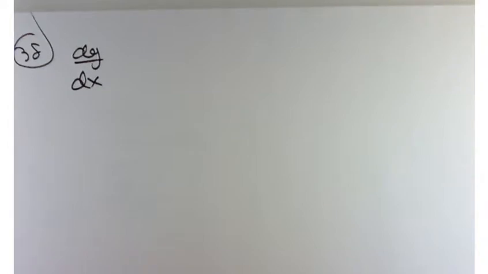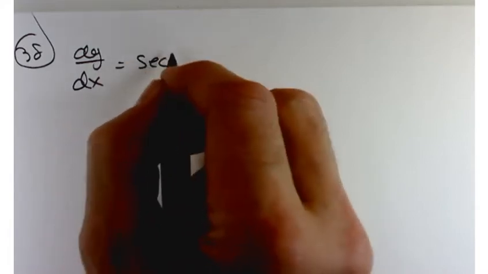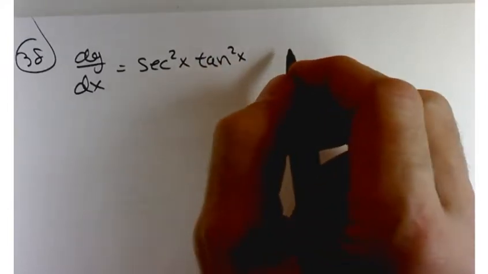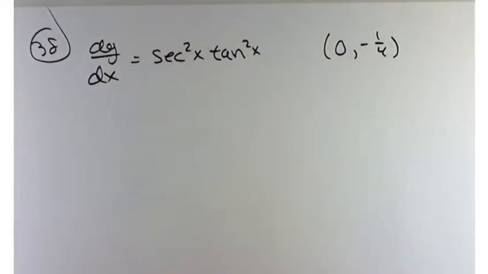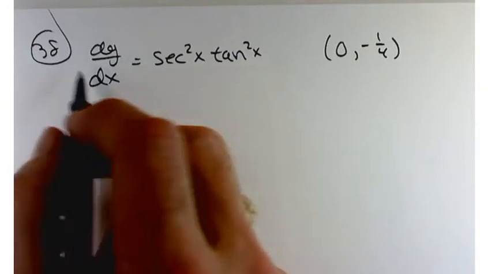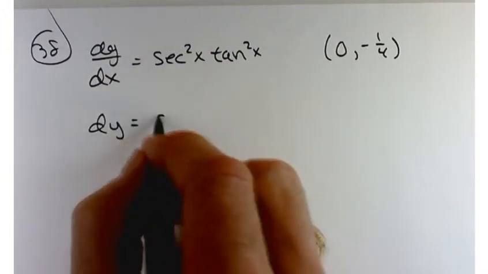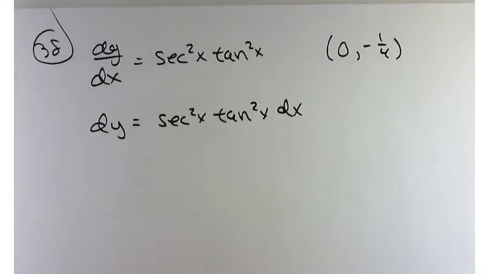So in 38, we've got a differential equation, dy equals secant squared of x times tangent squared of x. And this passes through the point 0 and negative 1/4. So when you're all done, we'll solve for y and determine the value of the constant. We've seen this stuff before this evening. We're going to multiply both sides by dx, get dy equals secant squared of x, tangent squared of x, dx. And this one's kind of a friendly break into working with our tangent and secant functions.